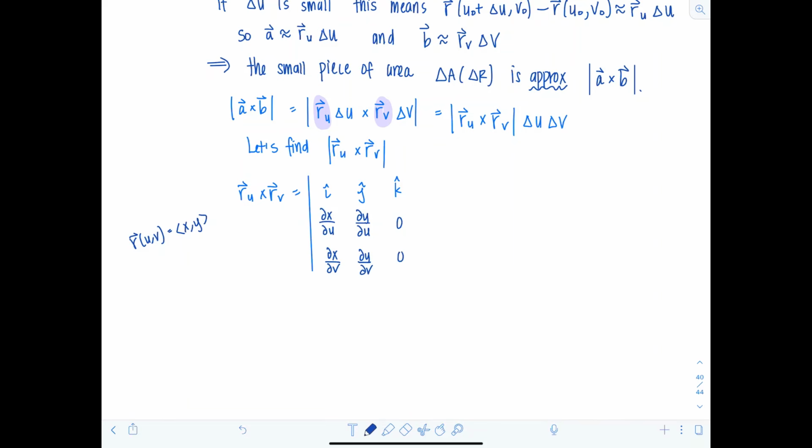And remember, since we required the transformation to be 1 to 1, then I can solve for x and y in terms of U and V. And this is also why we required continuous first partials, so we could take all of these partial derivatives right now. Good. Now let's do this cross product. First component, 0. Second component, 0 again. Third component, del x del U times del y del V, minus del x del V times del y del U.